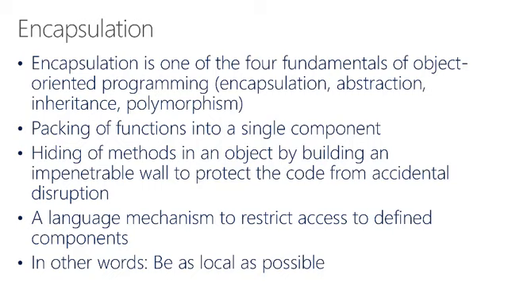Abstraction, inheritance, and polymorphism are concepts that are not available to us because we don't do object-oriented programming, but encapsulation and decoupling are some things that we can approximate very nicely. It also means packing of functions into a single component and hiding methods in an object by building an impenetrable wall to protect the code from accidental disruptions.